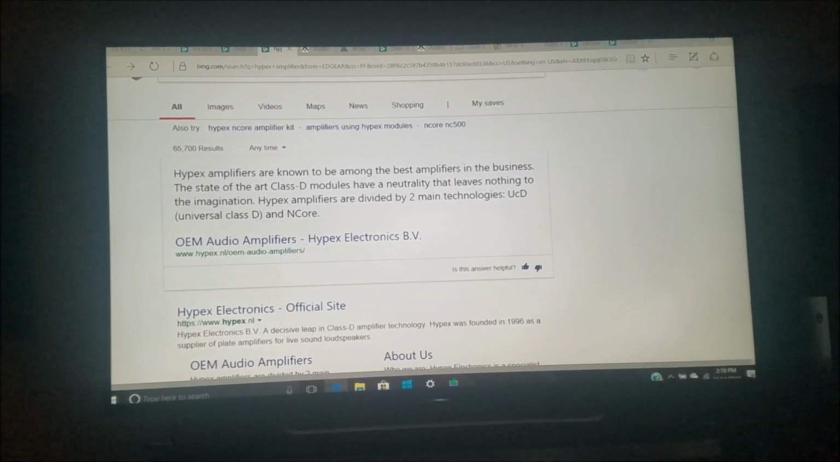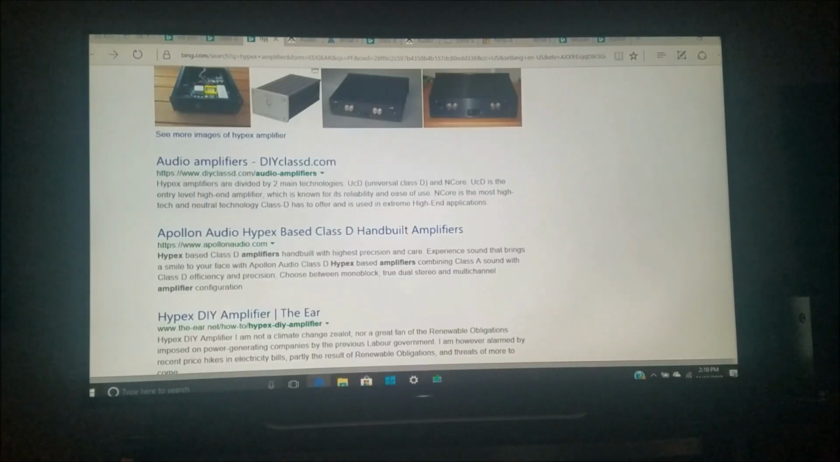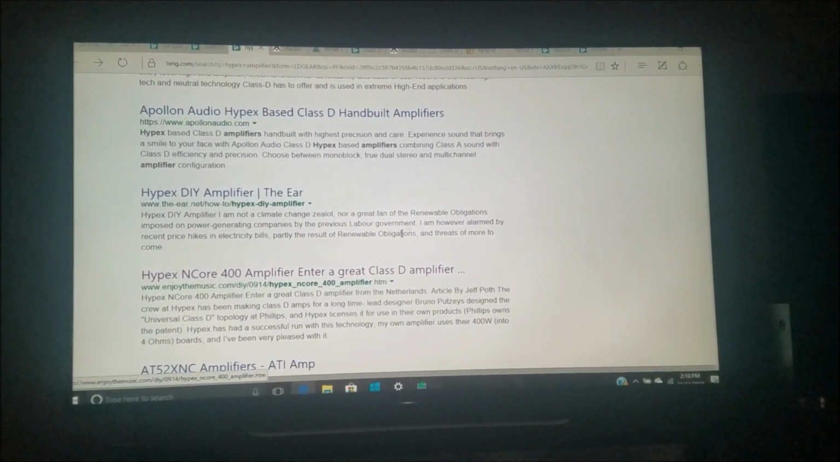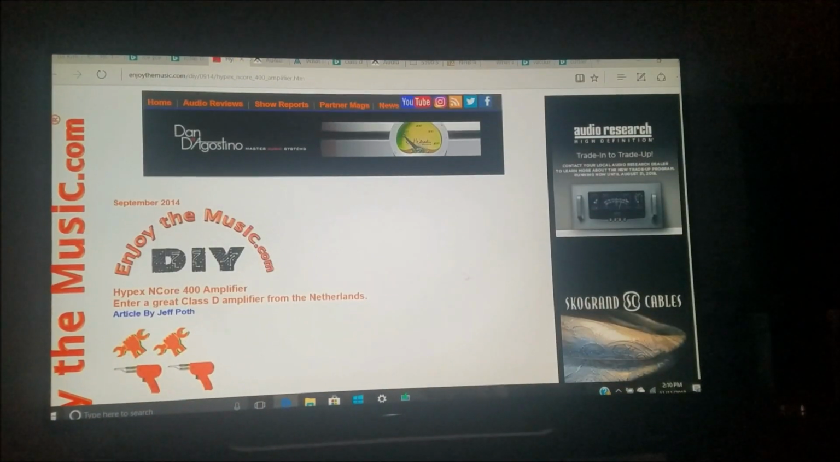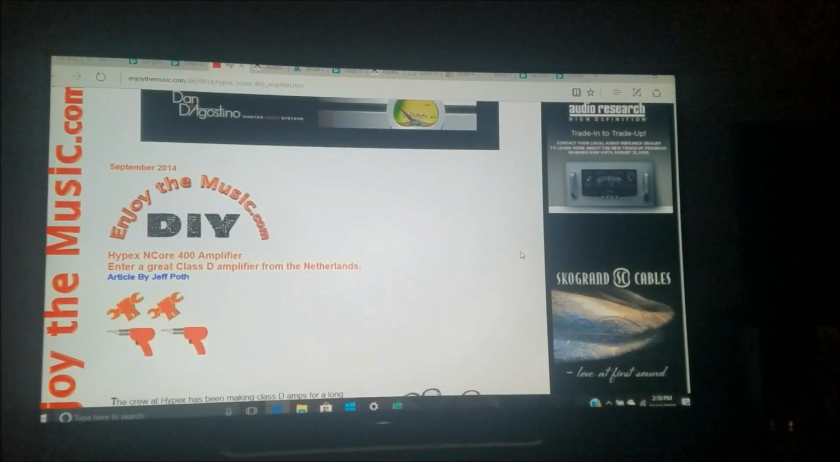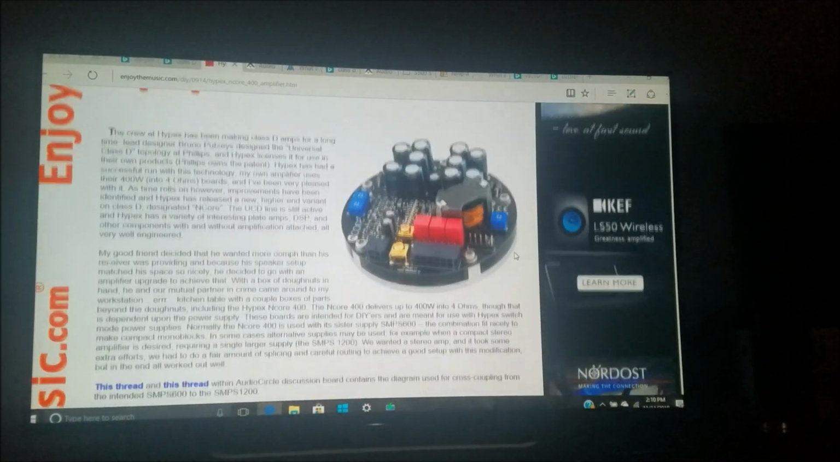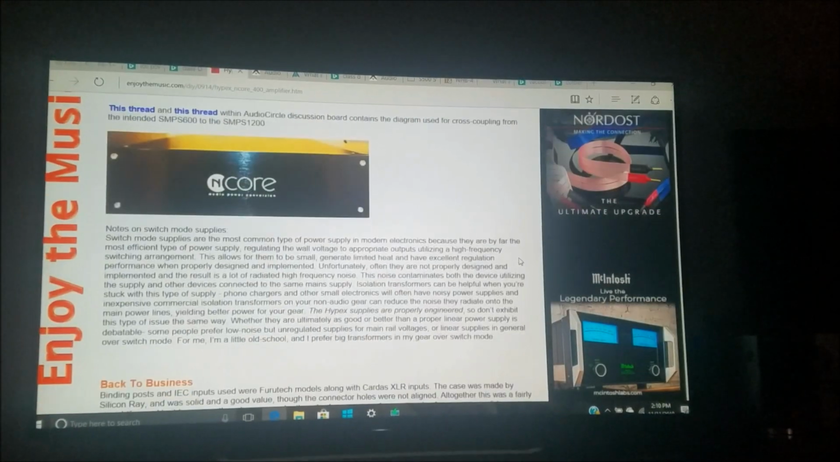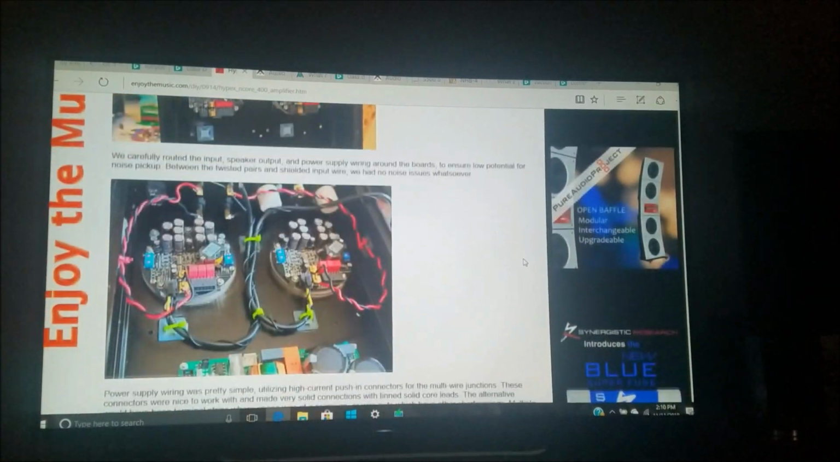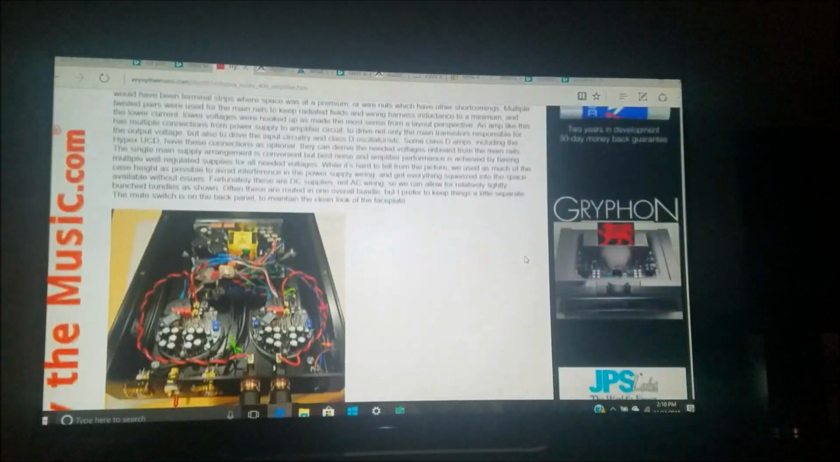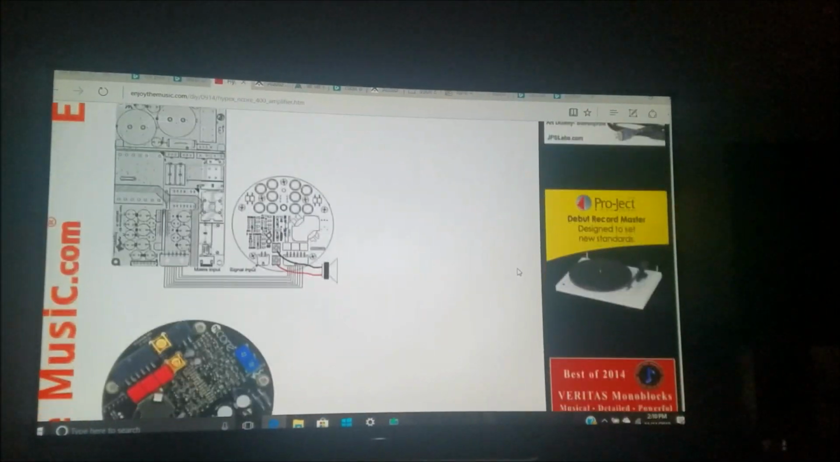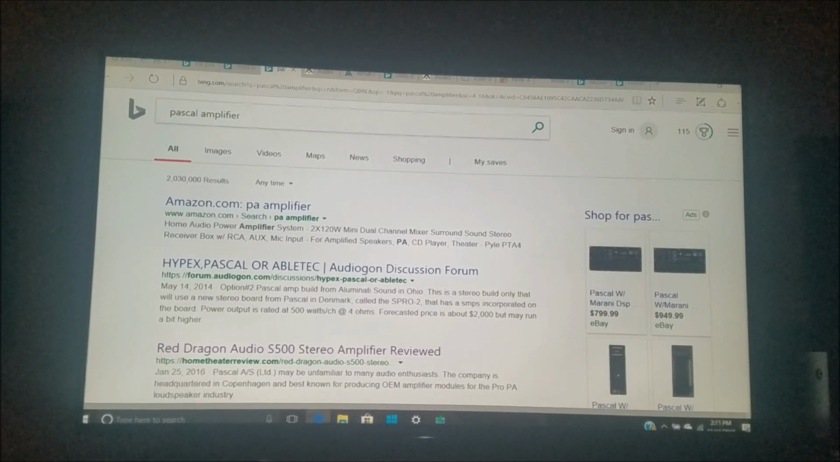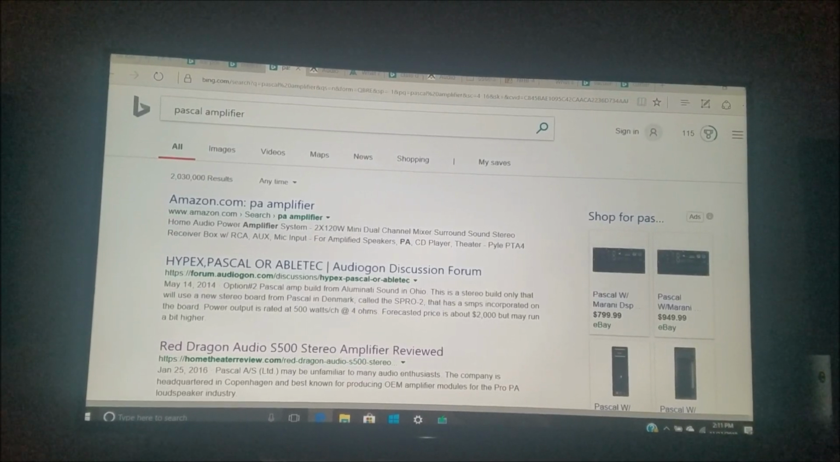And Hypex is certainly doing their job, too, to get themselves out in the market. It's definitely easy to see that Hypex is spread a little bit more among the different brands and types of amplifiers out there, definitely saturating the market with some of their amplifier modules. Which brings me to Pascal.